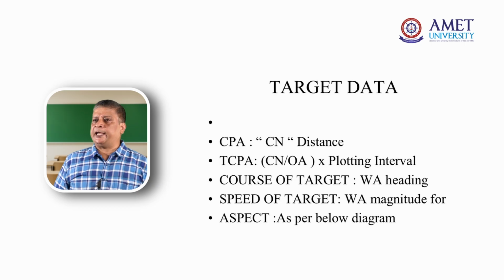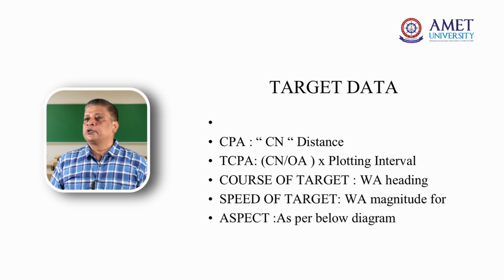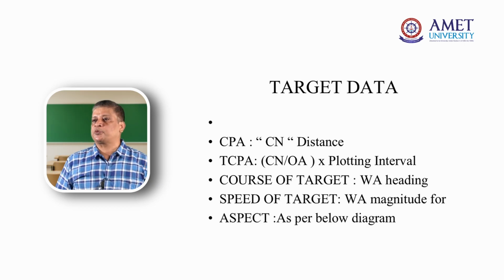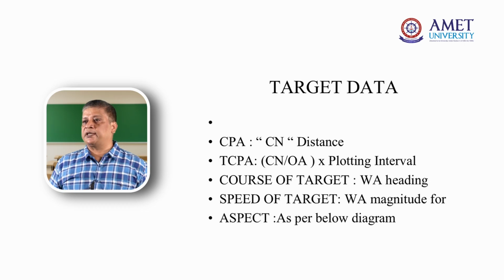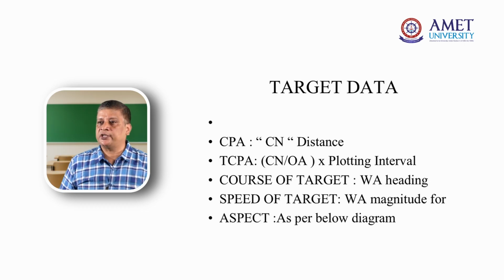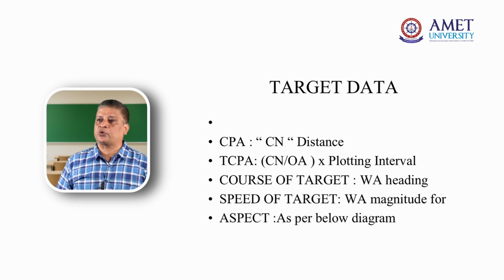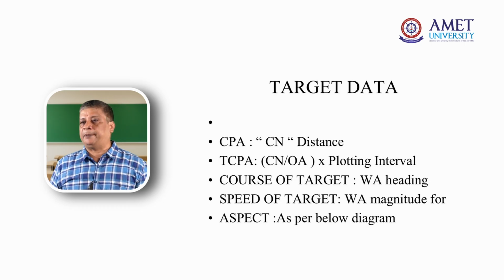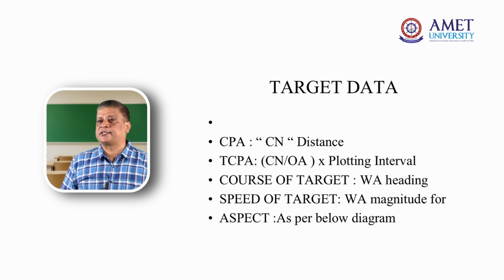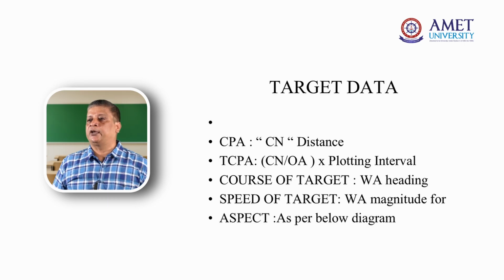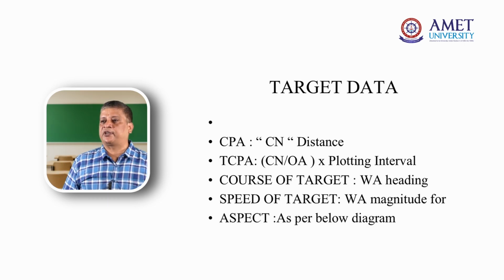So then what is the time to closest point of approach? We saw that CN is the closest point of approach, so you measure the distance CN. CN divided by OA, multiplied by the plotting interval, which was 12 minutes, will give us the TCPA. So we can see this CPA, TCPA, course of target, speed of target. So we are able to get this data of the target to take relevant action and avoid any close quarter situation.